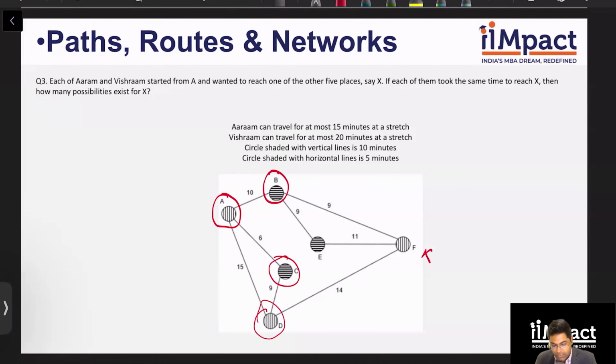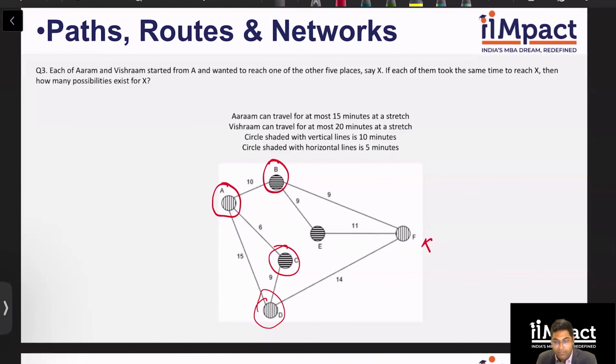F is out of the picture because we have also been told that their primary motive is always to minimize the time. So they will not go a longer route just for the sake of the question. How about E? Again, if I go A to B to E, the timing is between 16 to 20. So even E is not possible. The answer is 3. Clear? Very straightforward.